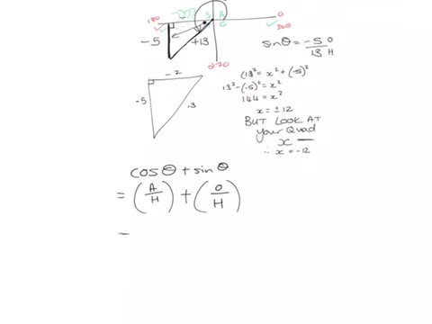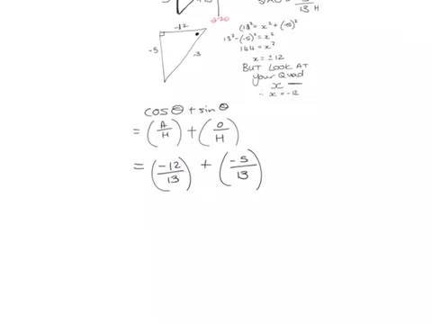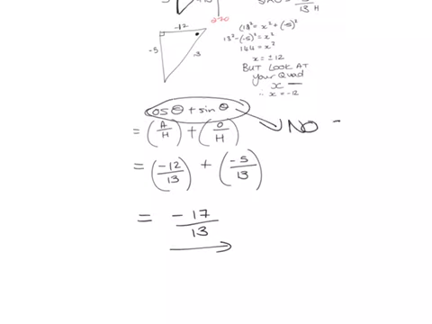So cos, adjacent from that point is negative 12 over hypotenuse 13. Plus my sine is opposite, negative 5 over hypotenuse 13. Remember, your hypotenuse is always across from your right angle. So in this case, we get an answer of negative 17 over 13. If you need your calculator for it, please use it. So no sine, cos, or tan is left over in these types of questions.